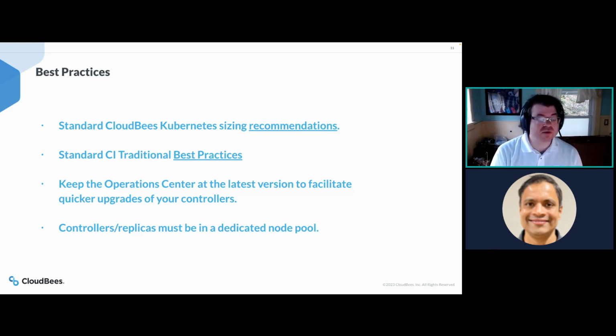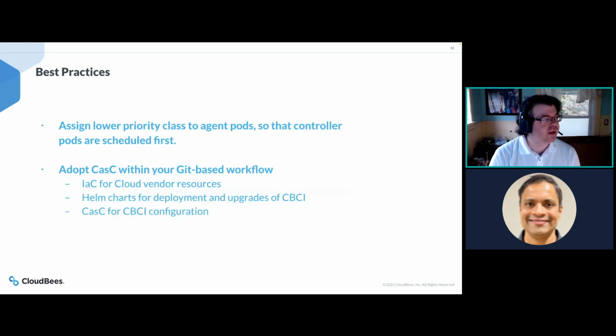And then controllers or replicas must be in a dedicated node pool. So ensuring that, again, that right sizing is done and that you have a dedicated node pool for your replicas to run, and ensuring that they can be up and maintain their state and restart as needed if things go wrong. That's really, really important. So ensuring that those replicas have a dedicated node pool is absolutely a best practice.